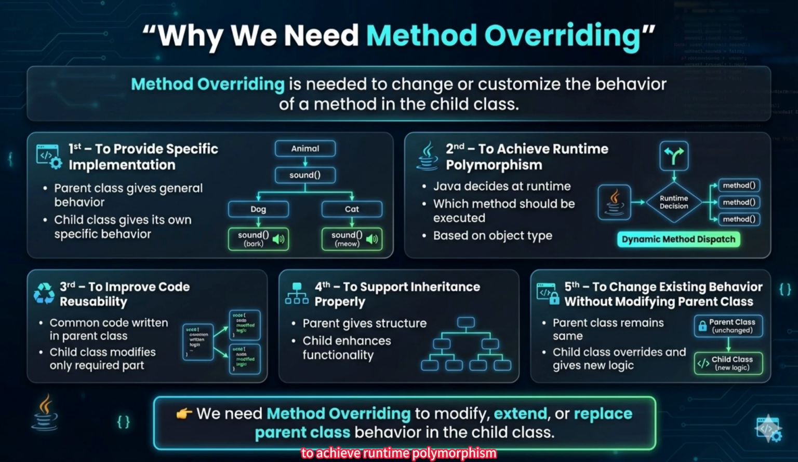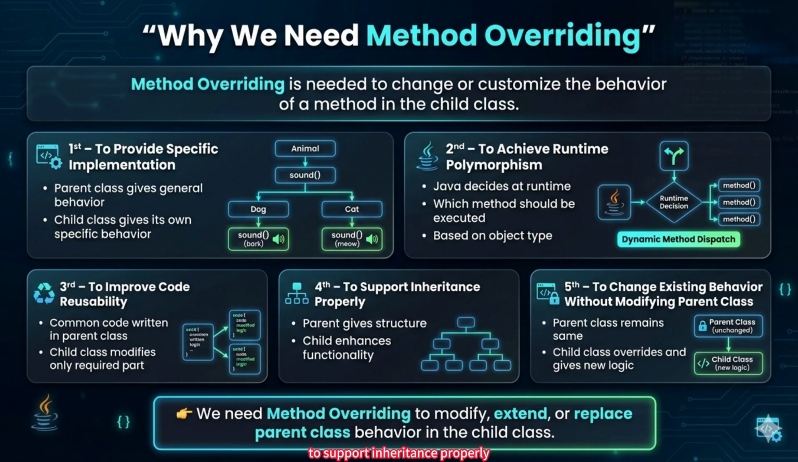To achieve runtime polymorphism, method overriding helps Java decide at runtime which method should be executed based on the object type. This is called dynamic method dispatch. So overriding is the main way to achieve runtime polymorphism in Java. To improve code reusability, common code is written in parent class. Child class modifies only what is needed. No need to rewrite everything again. This makes our code clean and reusable.